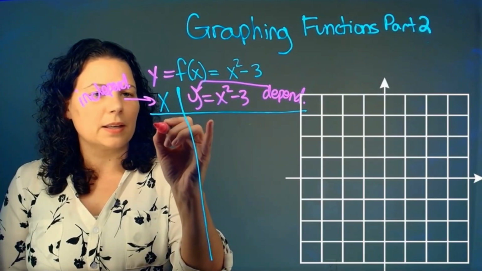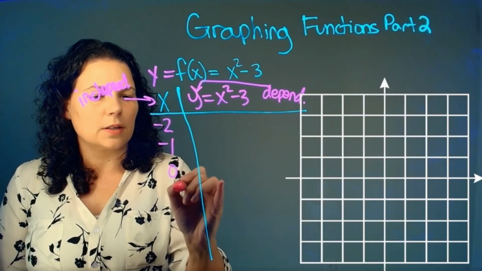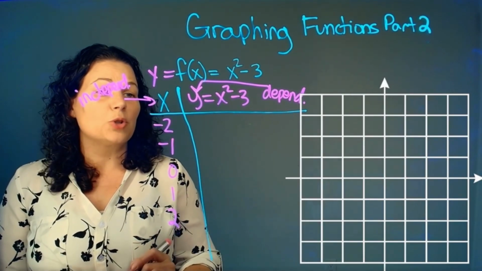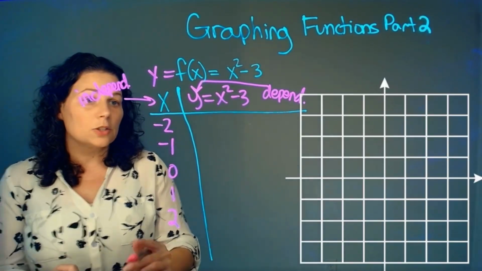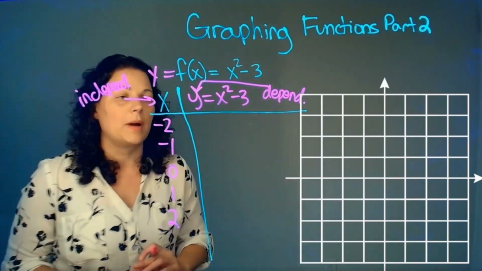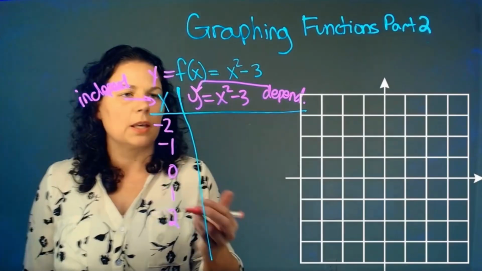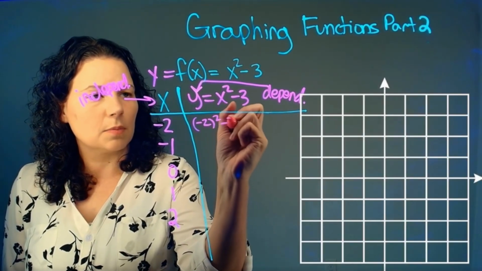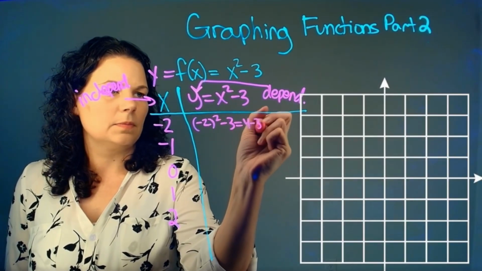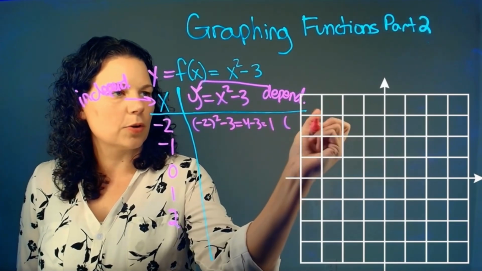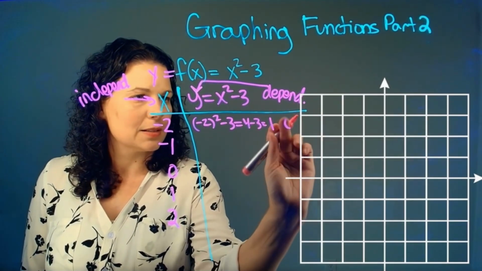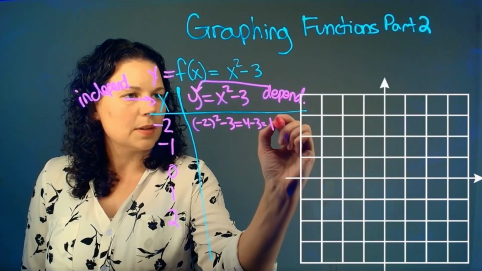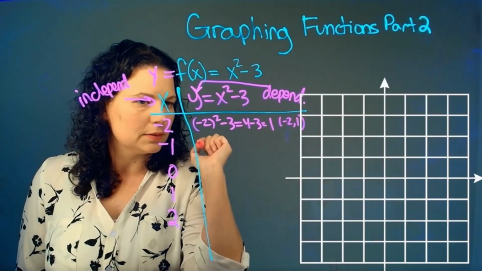So I'm going to pick -2, -1, 0, 1, and 2. I'm going to plug them in to my y equals x squared minus 3, or f of x, same thing, and get my numbers. So -2 squared minus 3 gives me 1. So my ordered pair then is -2, 1.